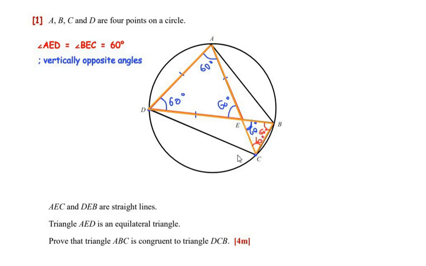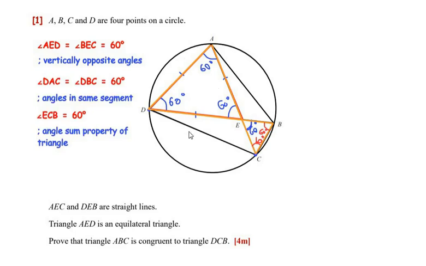So let us write here angle DAC is equal to angle DBC. That is by using angles in the same segment, circle theorem. And angle ECB will be now equal to 60 degrees. That is by using angle sum property of triangle, which means triangle BEC is also going to be an equilateral triangle because all the angles are 60.